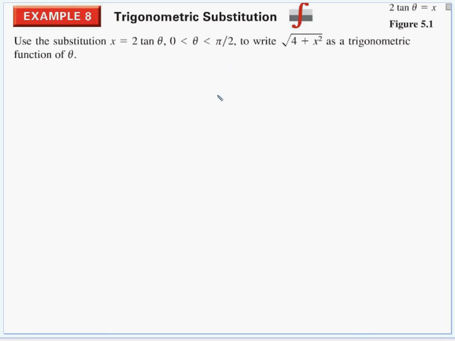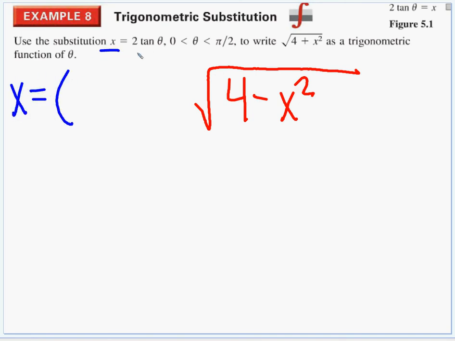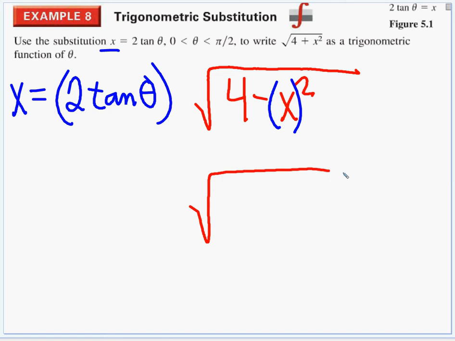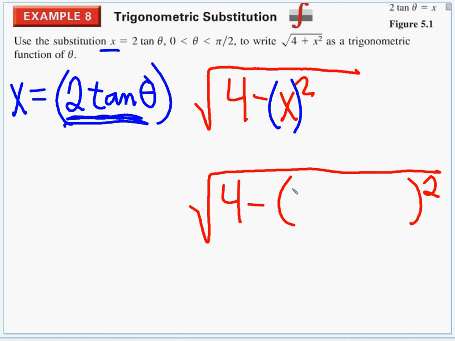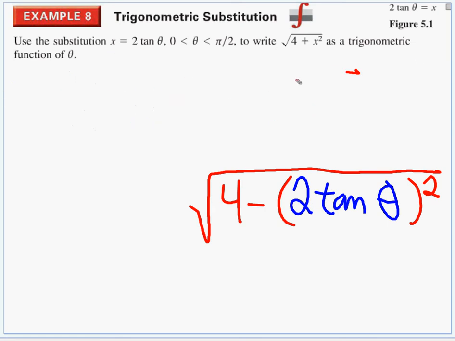So I'm going to stick with my red ink. Here is what they're starting us with, 4 plus x squared. And they are telling us that x is equal to 2 times the tangent of angle theta. So we're going to make that substitution. Here's an x, and I'm going to put it in a set of blue parentheses. 4 minus, and we used to have an x in there, squared. So we used to have 4 minus x squared. I left an empty set of parentheses for the x, because what's going in there is this 2 tan of theta. Now, these problems are designed to be solved.